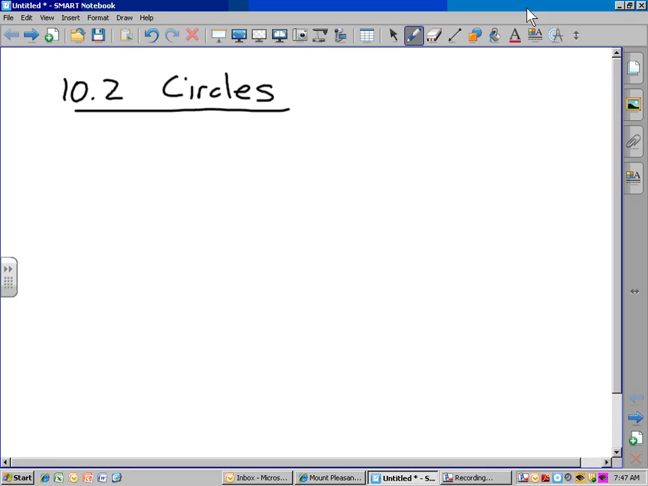10.2 circles. What we're going to cover is what's called the conic sections. And circles is the first of the conic sections. How do we create conic sections? Well, we take a cone. Now, it's not the same type of cone you're probably thinking of.